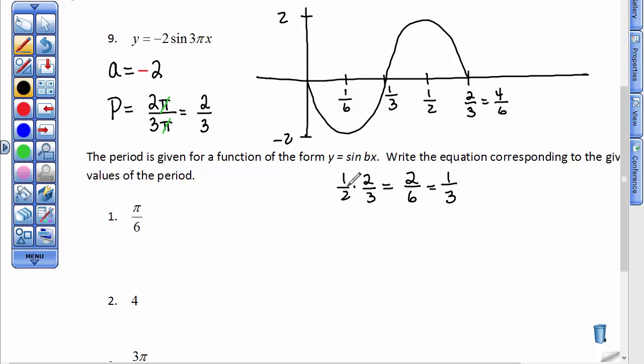We're going to come back and we're going to give you the period of the function and ask you to write the equation. It's called a game. What's my function? We'll have fun with it.